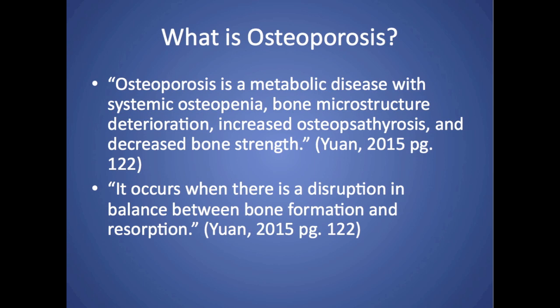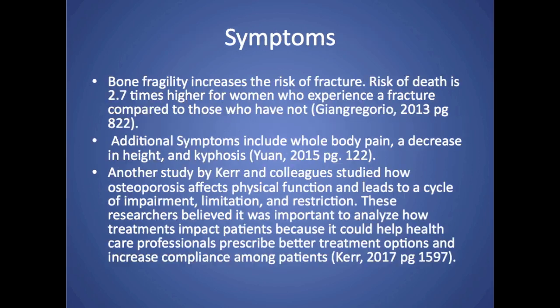Osteoporosis is a metabolic disease with systemic osteopenia, bone microstructure deterioration, increased osteoarthrosis, and decreased bone strength. It occurs when there is a disruption in balance between bone formation and resorption. The worst outcome of osteoporosis is that bone fragility increases the risk of fracture. Risk of death is 2.7 times higher for women who experience a fracture compared to those who have not. Additional symptoms include whole body pain, a decrease in height, and kyphosis.